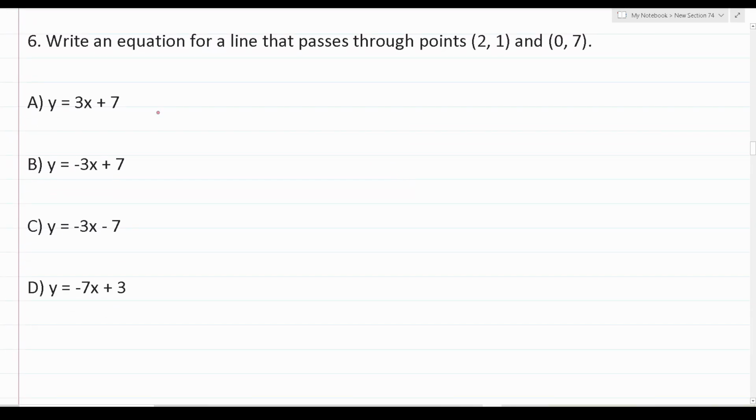All right, so number 6 here says write an equation for a line that passes through the points (2, 1) and (0, 7). So we have the points (2, 1) and (0, 7). The first thing I'm going to do is label these points accordingly. I'm going to call this x1, y1, which makes this x2, y2. And the first thing you want to do when you are trying to write the equation of a line that passes through 2 points is find the slope of that line.